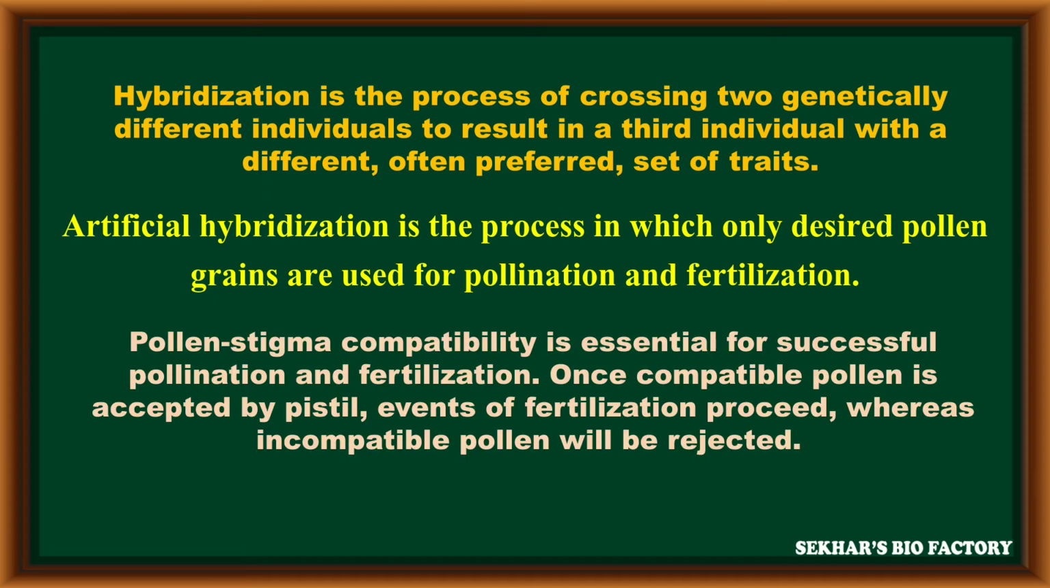Pollen pistil compatibility is essential and useful for successful pollination and fertilization. Once compatible pollen is accepted by the pistil, immediately the next events like fertilization take place, whereas if the stigma is incompatible, in such condition the transferred pollen grains are rejected by the stigma in the hybridization program.